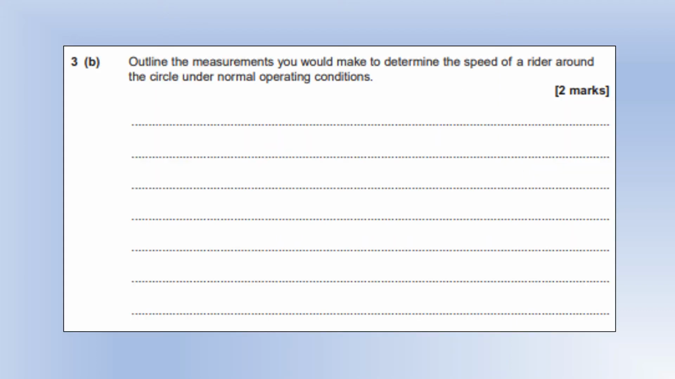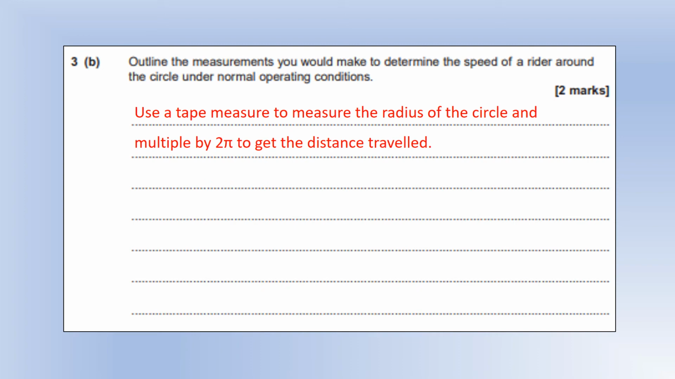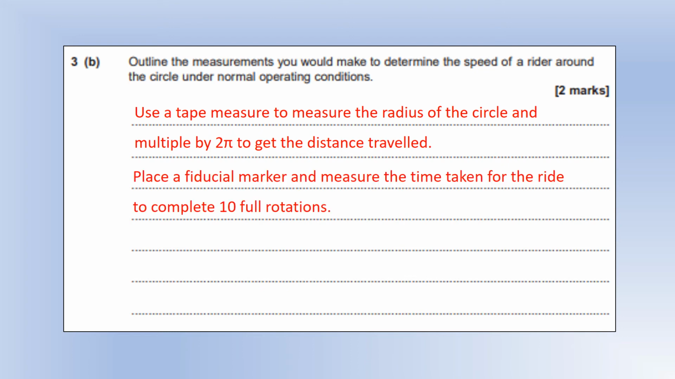Okay. So outline the measurements you would make to determine the speed of a rider around a circle under normal operating conditions. The first thing I'm going to do is measure the radius. I just get a tape measure or something like that to measure the radius of the circle, and then multiply that by 2 pi to get the distance traveled. Then I'm going to place a fiducial marker and measure the time taken for the ride to complete 10 full rotations. And using those two things, I can calculate the speed of the rider.